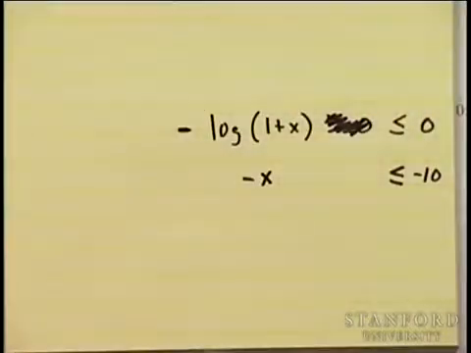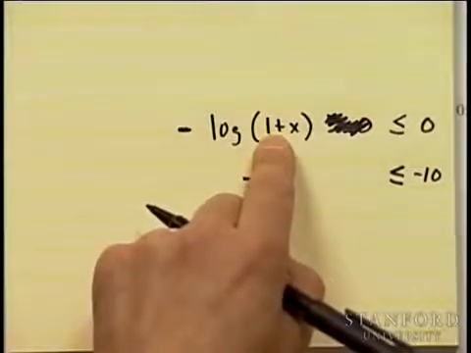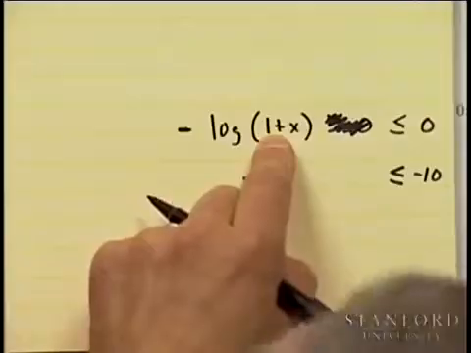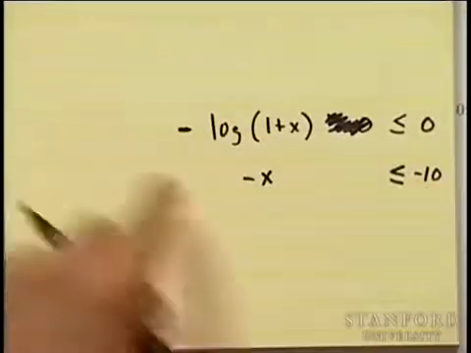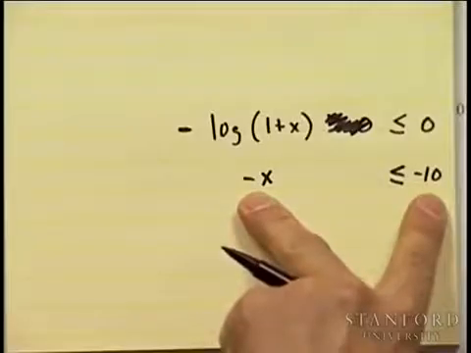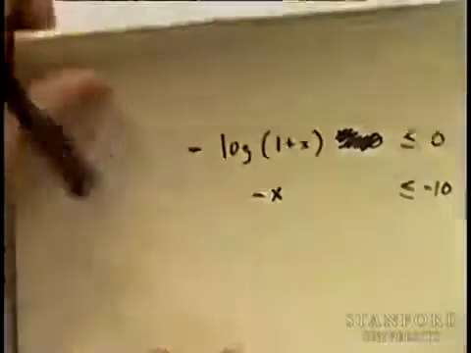Now, to say that you're in the domain here, there's no domain restriction from this one. There is a domain restriction here, and it's that 1 plus x should be positive. But that's not the same as the feasible set. The feasible set, this says that x should be bigger than or equal to 10. That's the feasible set. So they're different. They're not the same. You have to go back and look at it carefully.